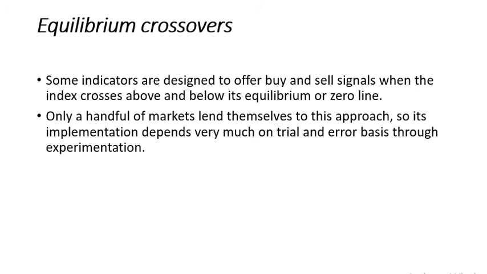Equilibrium crossovers by the oscillator is a really nice technique. Some indicators are specifically designed to give buy and sell signals when the values of the indicator oscillate around the zero line, and only a small proportion of the markets lend themselves to this approach, because this process becomes a bit too mechanical, and mechanical approaches usually tend to fail to work in the financial markets.